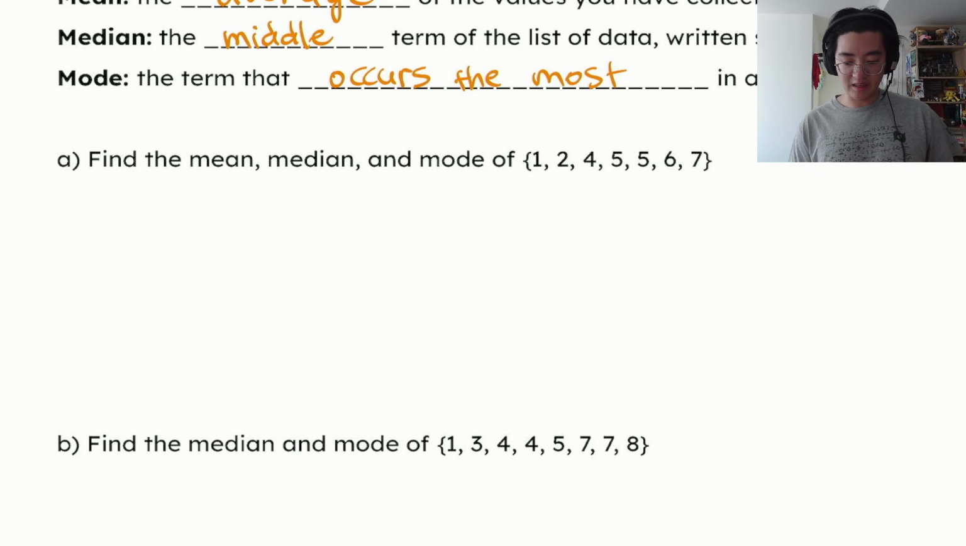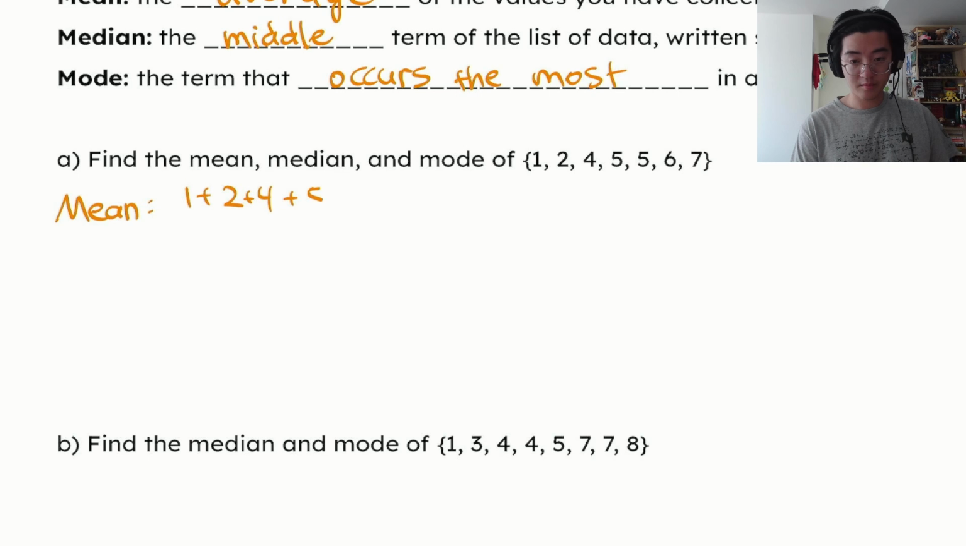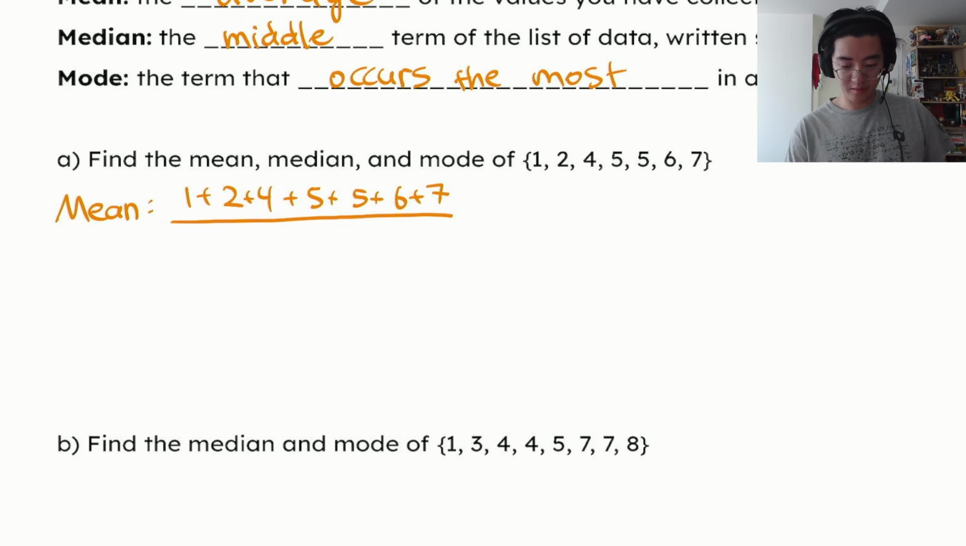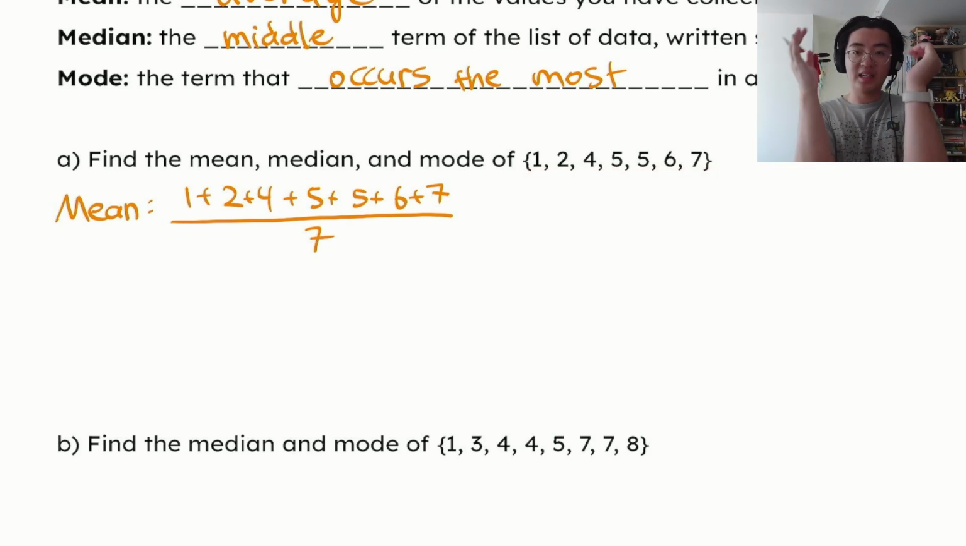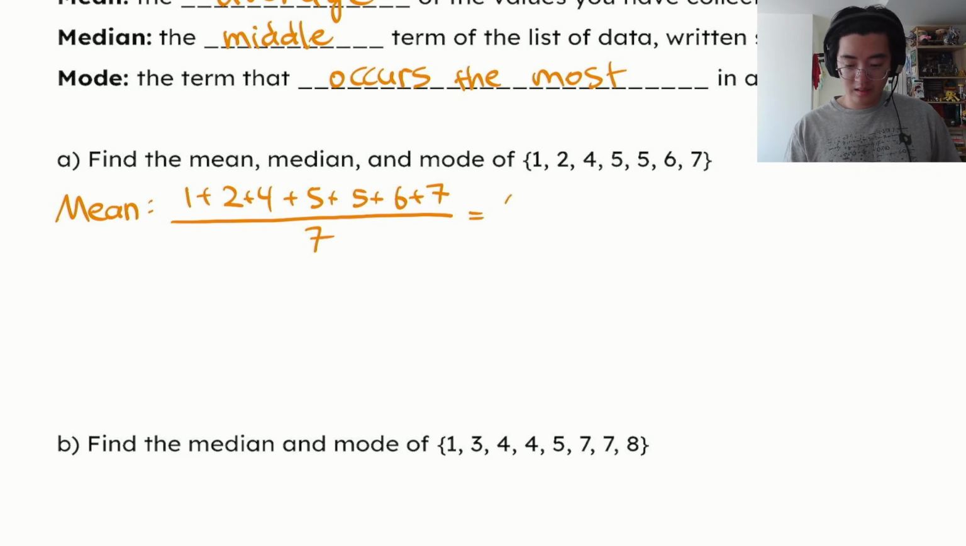What's the mean, median, and mode of this set of numbers? For the mean, we just take the average. To take the average of something, we add all the numbers up and divide by the number of terms, which is 7, because there are 1, 2, 3, 4, 5, 6, 7 numbers in our set. So we add it all up and divide by the number of things we have, which is 4.29.